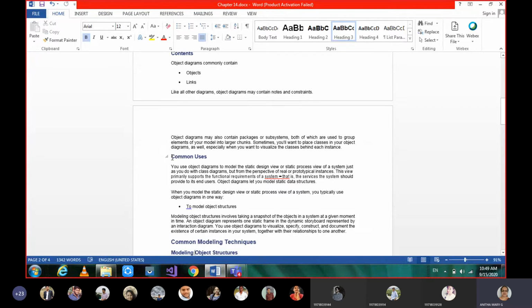So moving on to the third one under the first part, that is about common uses. Here, as we have studied about static design view and dynamic design view, static means something like names. When an object is created until it's destroyed, its name won't be changed. Such things we can say are static.